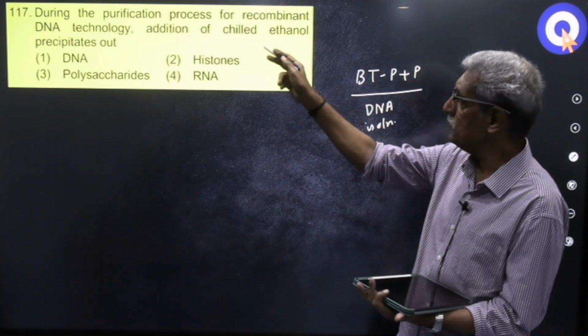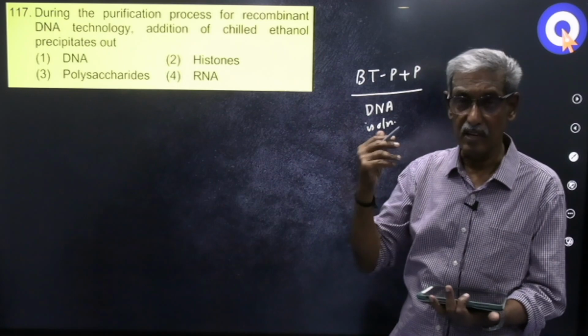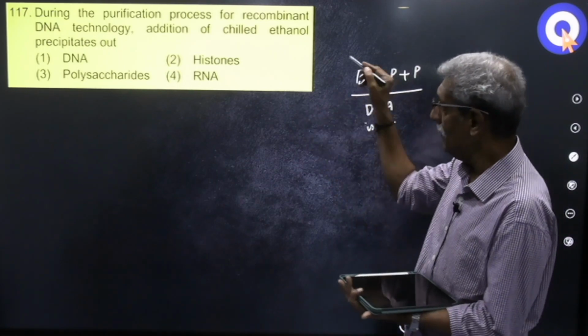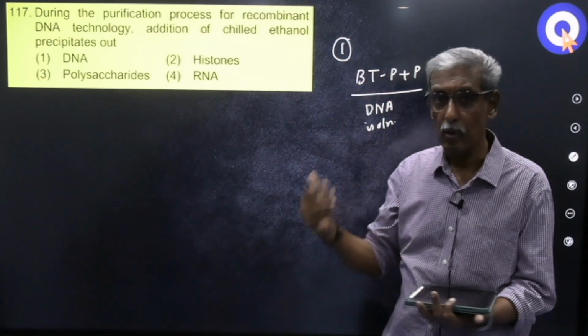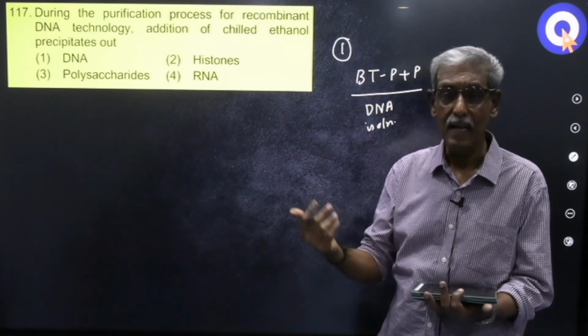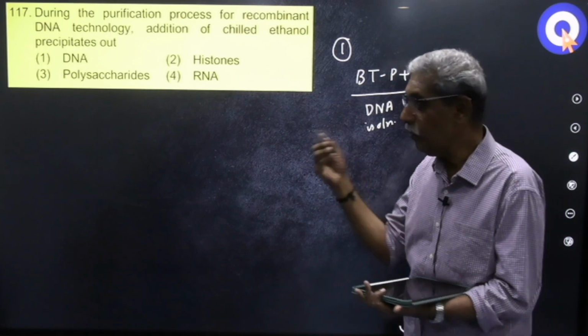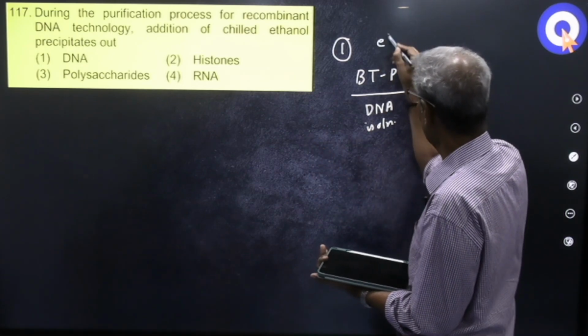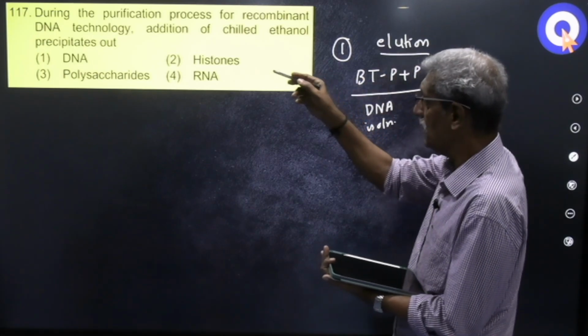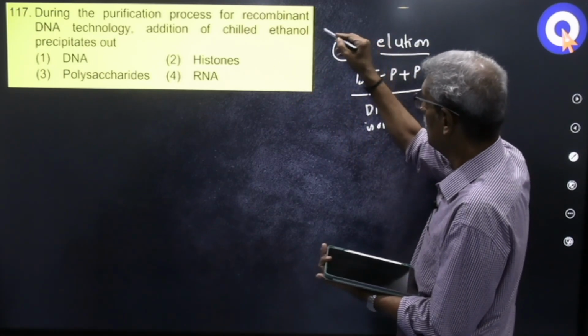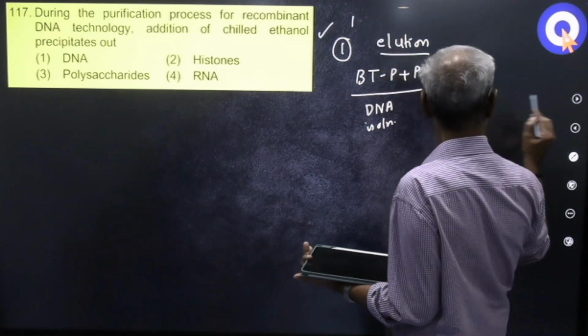It precipitates whenever you add chilled ethanol, and when you add chilled ethyl alcohol, DNA gets precipitated. This is again a direct question, and you even have a photograph of this in the NCERT book. The removal of this DNA is called elution, and we have precipitation of the DNA using chilled ethanol. So option number 1 is the right one.